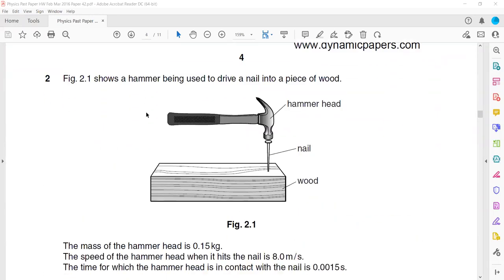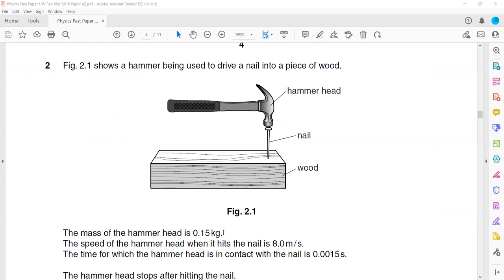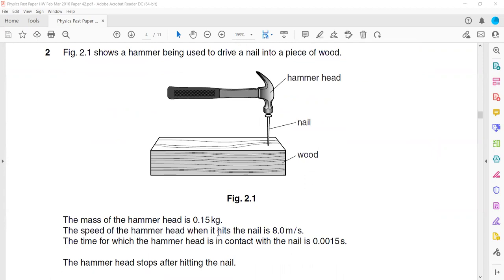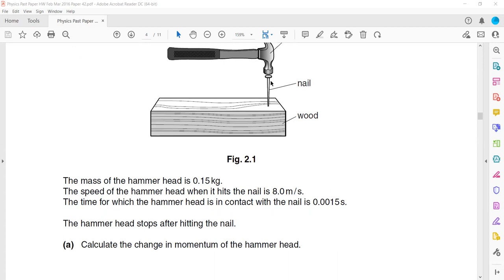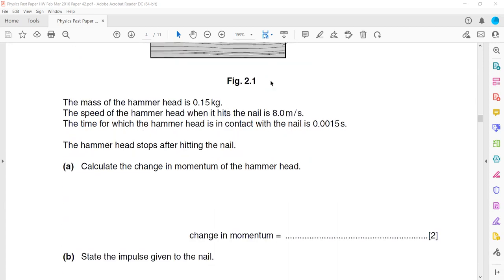So this was question one. Now question two. Figure 2.1 shows a hammer which is used to drive a nail. So the hammer head and the nail are given and the wood is there.